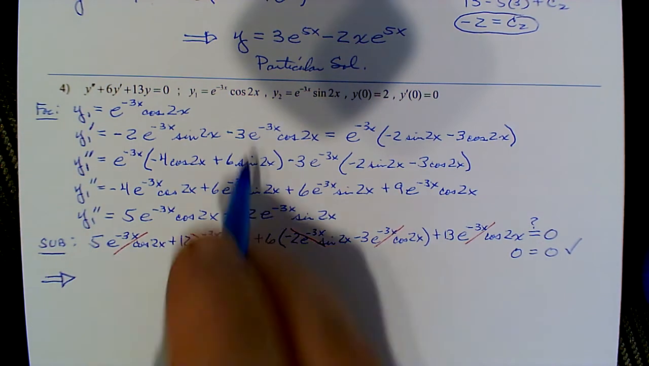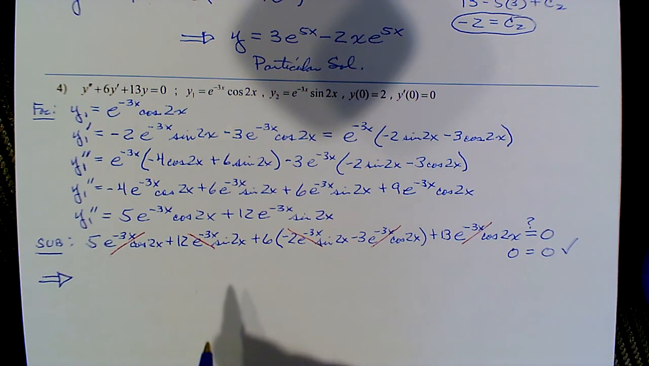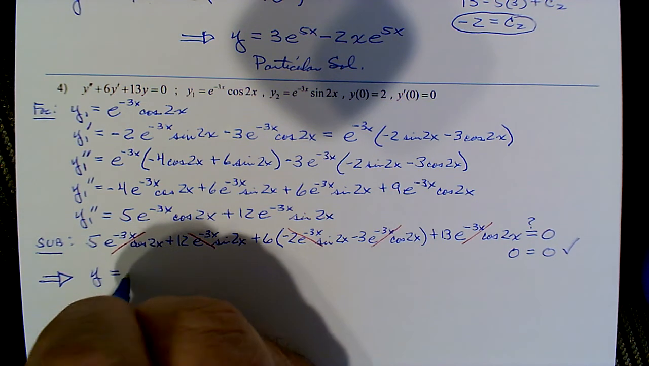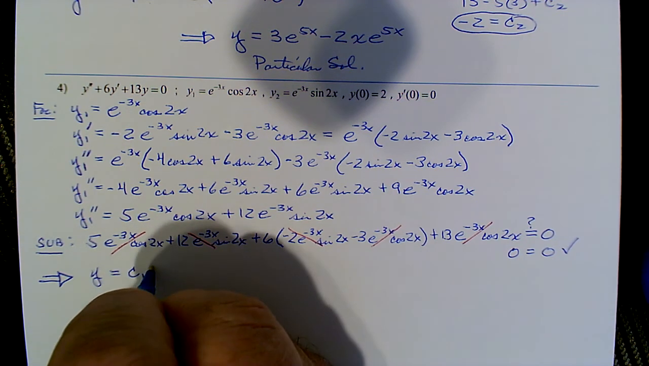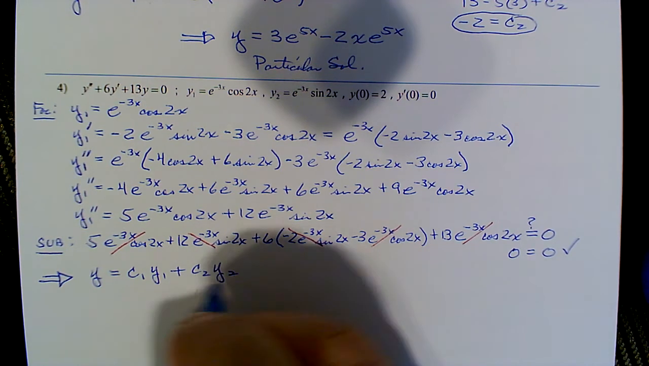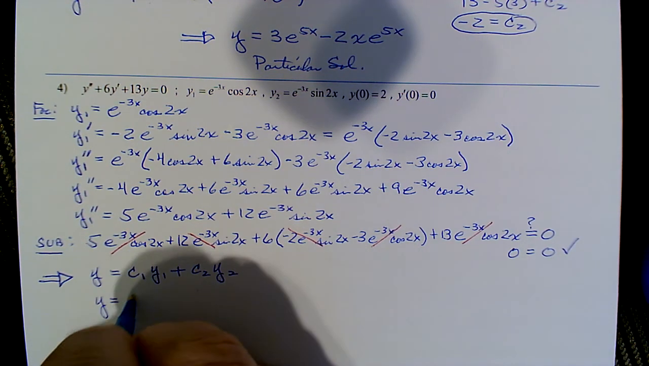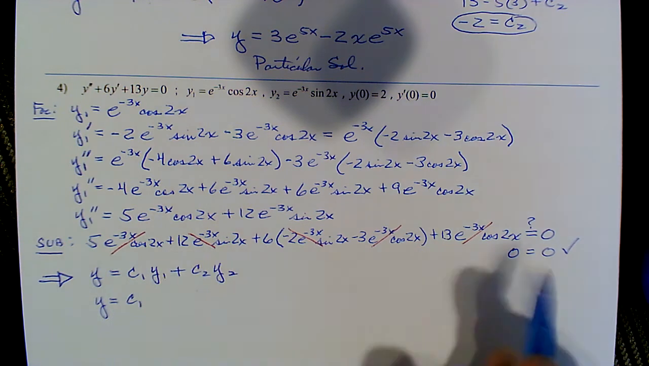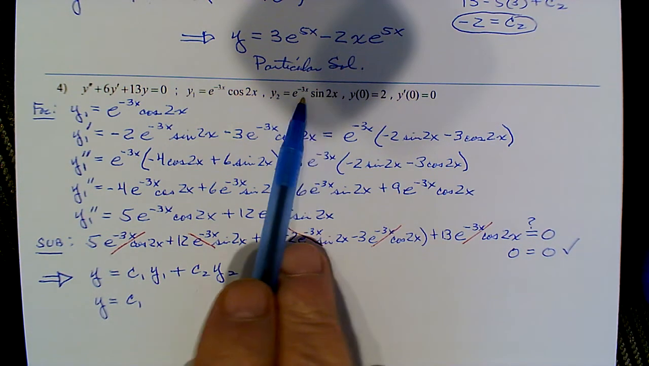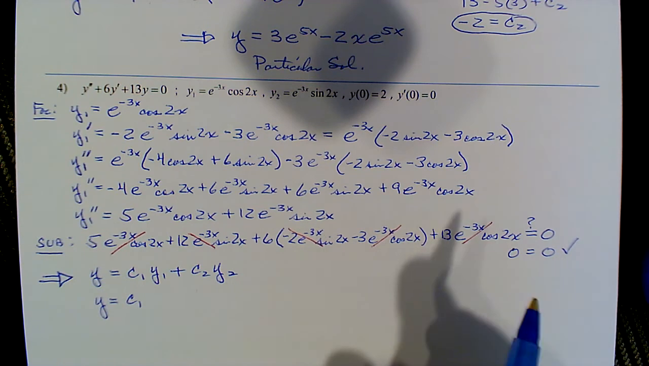So now the principle of superposition. The verification is sometimes tedious. On an exam, I probably won't ask you to do that. I would probably just tell you to find the particular solution. So by the principle of superposition, y is C1y1 plus C2y2. Oh, and you could verify y2 on your own if you like. It's going to be the same routine for e to the negative 3x sine of 2x.